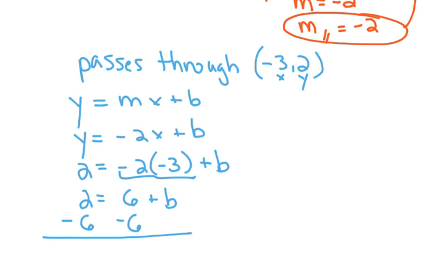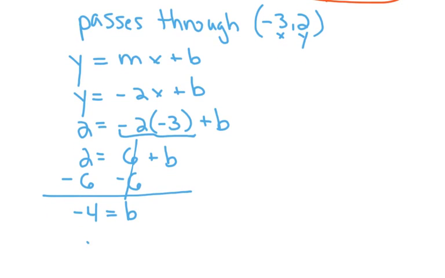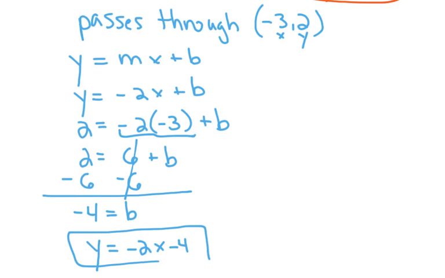and then I would subtract 6 from both sides, and find out that b is -4. So the equation is y equals -2x minus 4. That's the equation of the line that's parallel to 2x plus y equals 1 and passes through -3, 2.